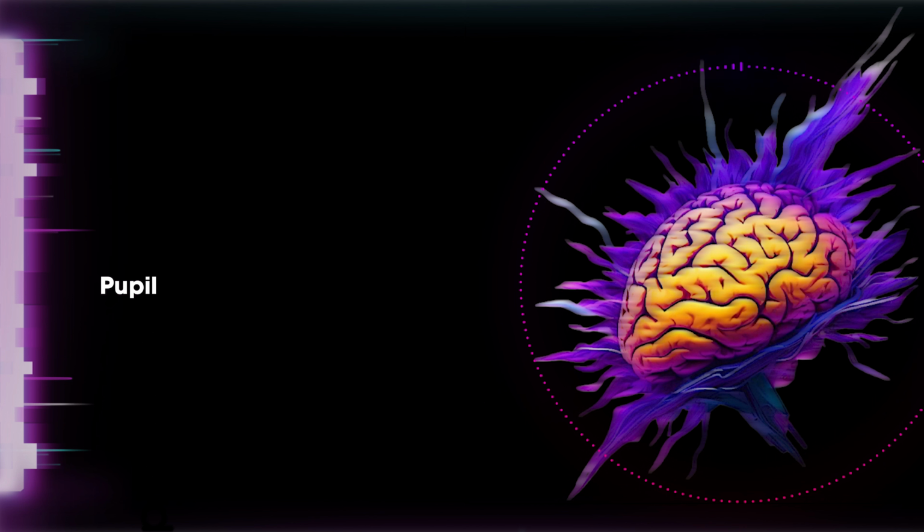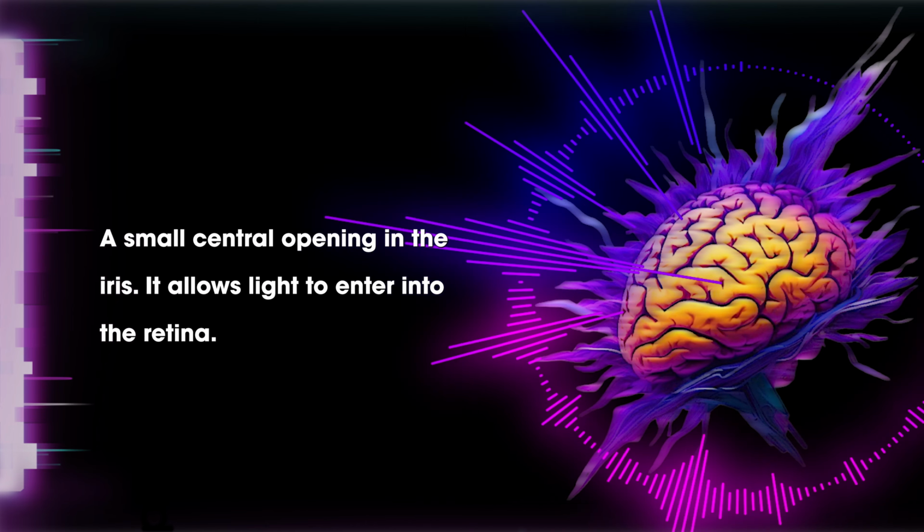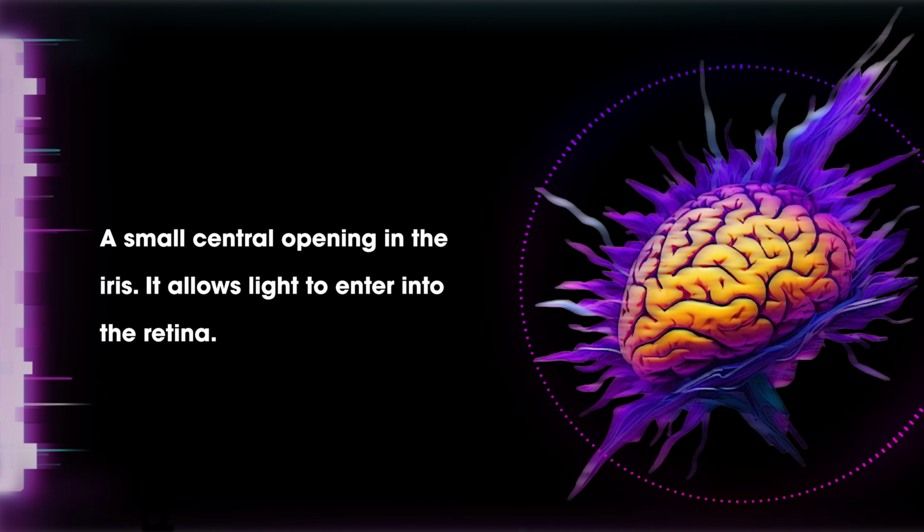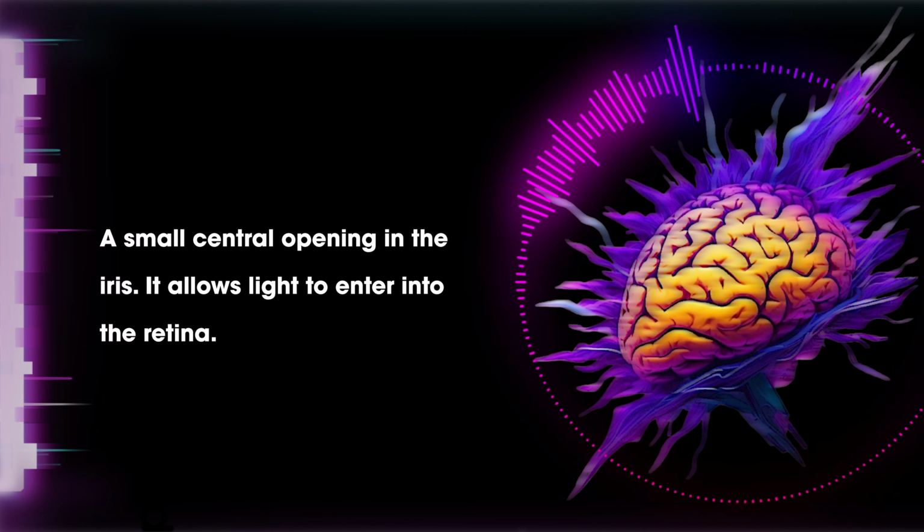Pupil. A small central opening in the iris. It allows light to enter into the retina.